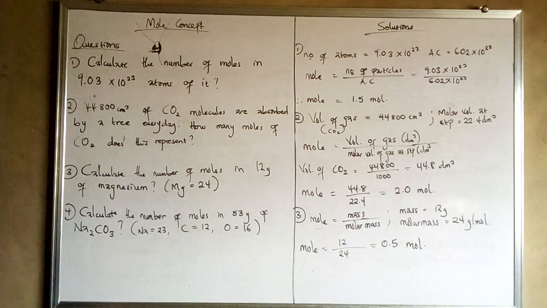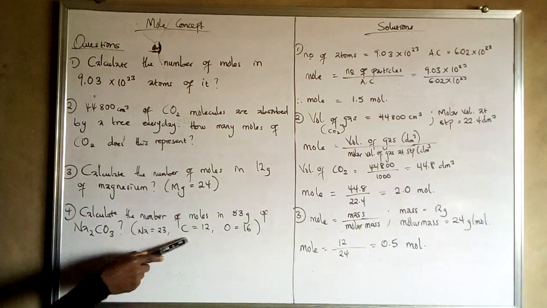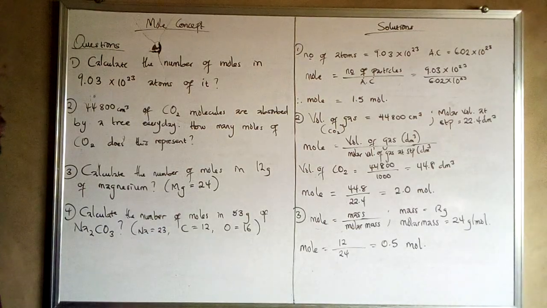In the third question, we have to use the value of the mass and the value of the molar mass to find the value of the number of moles. Now, the fourth question says, calculate the number of moles in 53 grams of sodium trioxocarbonate(IV). Given that the relative atomic mass of sodium is 23, of carbon is 12, and of oxygen is 16.